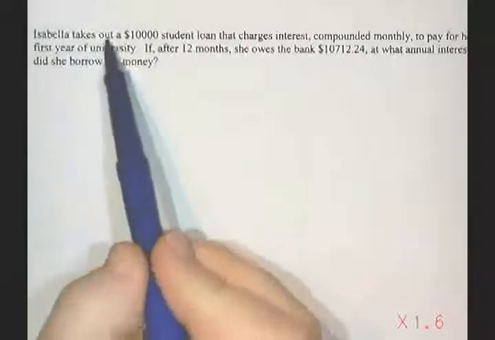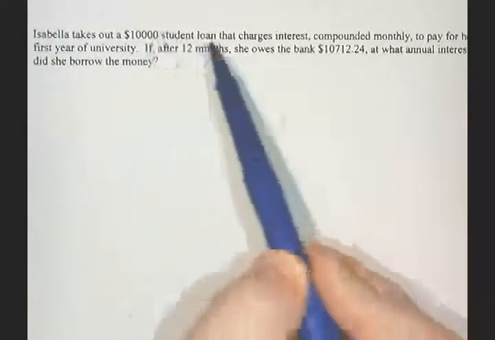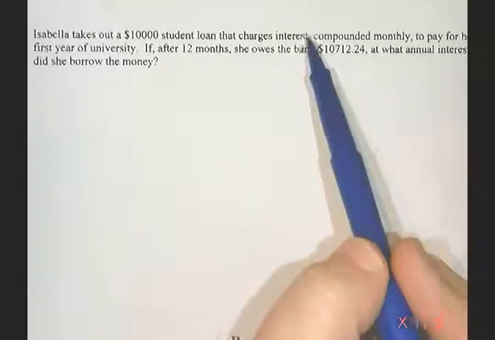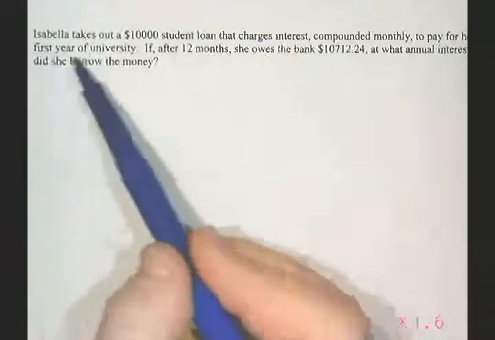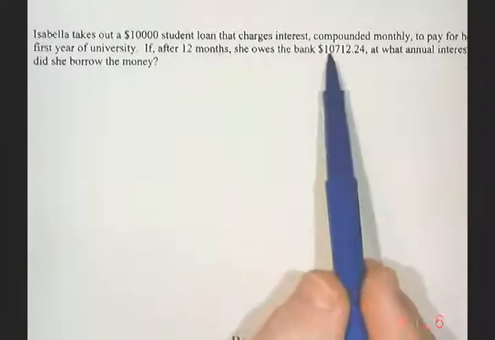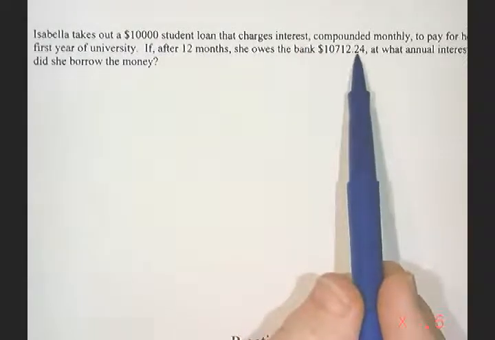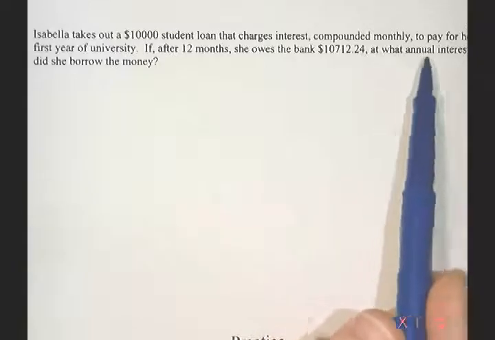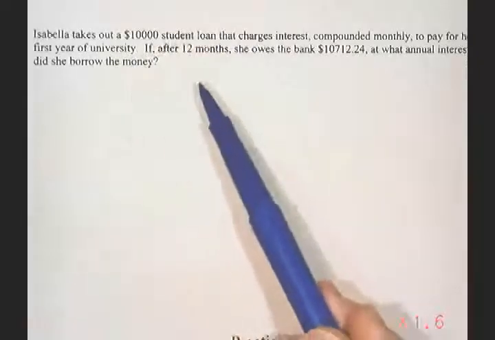It says Isabella takes out a $10,000 student loan that charges interest, compounded monthly, to pay for her first year of university. If after 12 months she owes the bank $10,712.24, at what annual interest rate did she borrow the money?